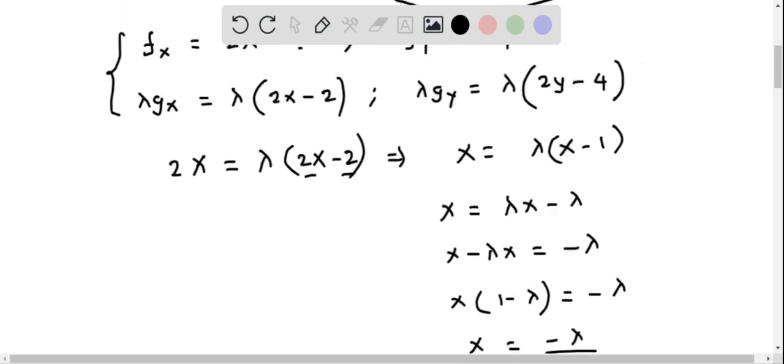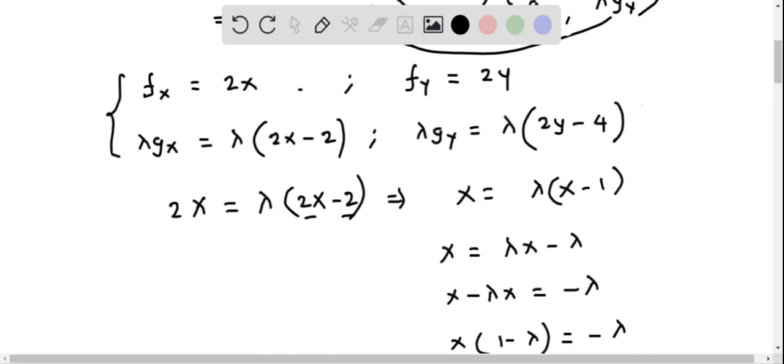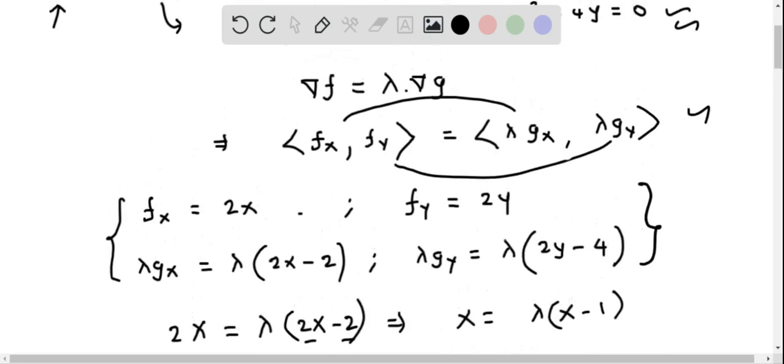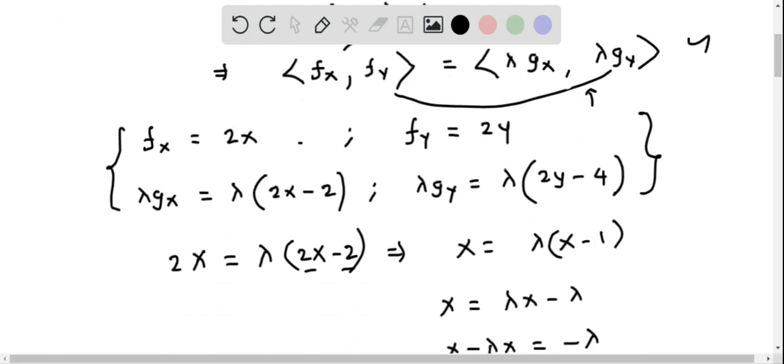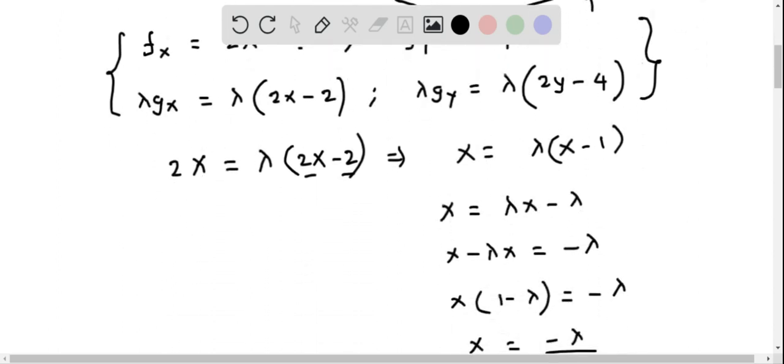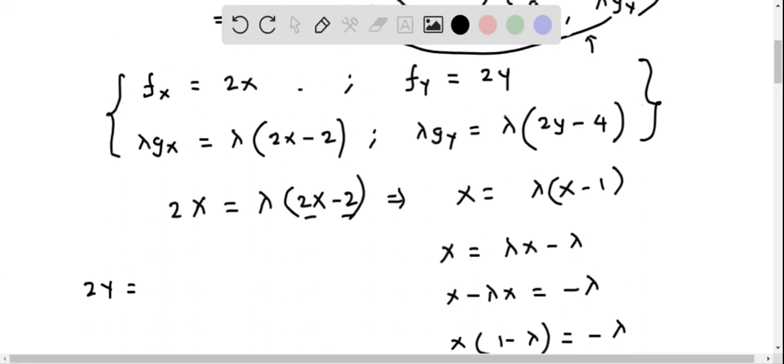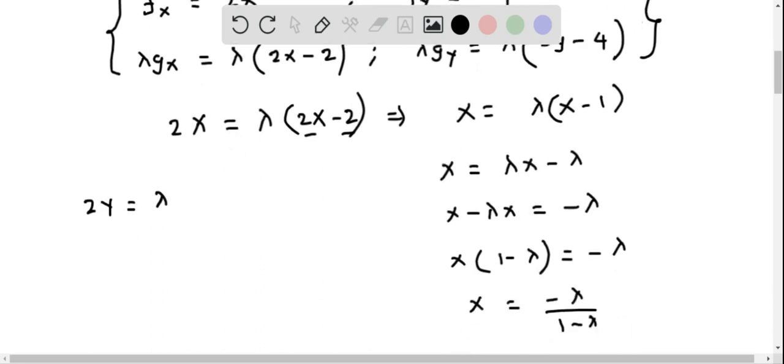In the same way, we will now find the expression for y. Using these two equations, because we already said that Fy equals lambda times Gy, we will write the equation as 2y equals lambda times (2y minus 4). We can factor the 2 from the right side expression, so this becomes 2 lambda times (y minus 2).